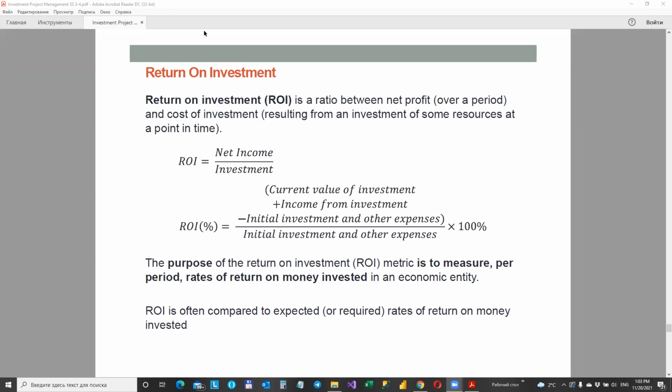Return on investment and related metrics provide a snapshot of profitability adjusted for the size of the investment asset tied up in the enterprise. ROI is often compared to expected or required rates of return on money investment. ROI is not time adjusted. So most textbooks or most academicians describe it with their year zero investment and 2 to 3 years income. So be aware of the definitions.